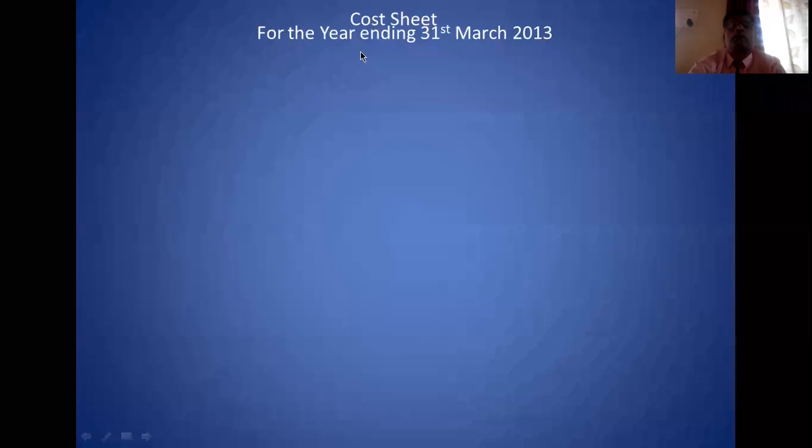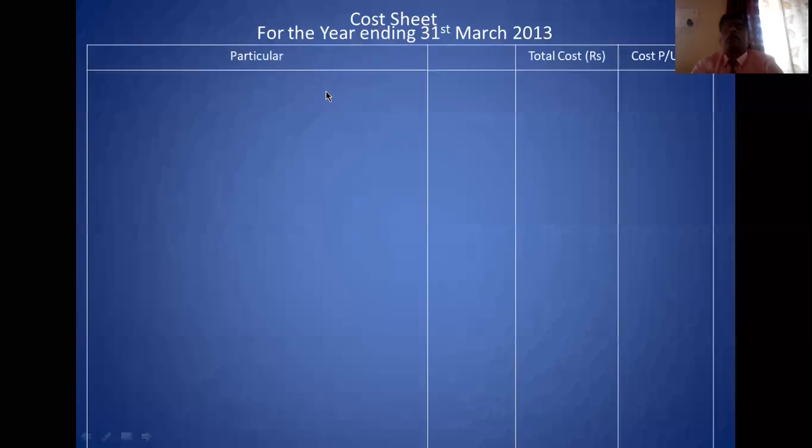You see a cost sheet. Cost sheet for the year ending 31st March 2013. This is also a 1 year cost sheet. In this cost sheet, I have taken the total cost and cost per unit also, because units are given in the problem.